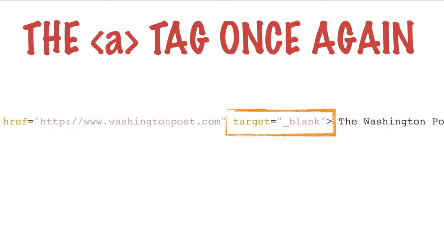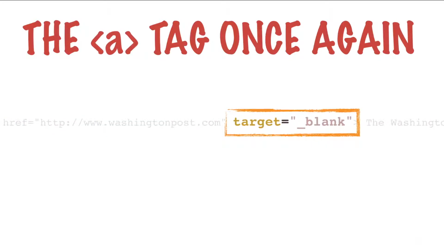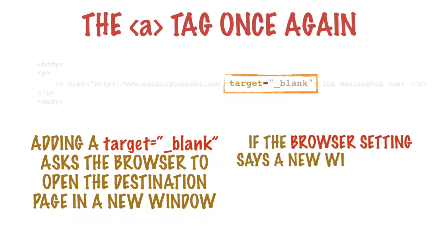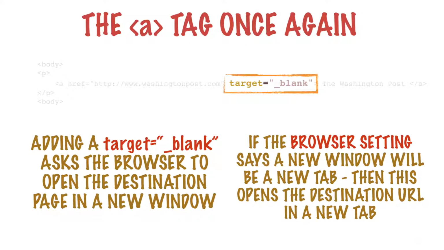You simply tack on yet another attribute, and this is the target attribute where we specify target is equal to _blank. Any URL which is specified this way using target is equal to _blank will cause the browser to open the destination in a new window when the URL is clicked. As an aside, the user may have on a certain browser setting saying that the new window should be treated as a new tab. That's not a problem. That will simply cause such a URL to be opened in a new tab of an existing browser.